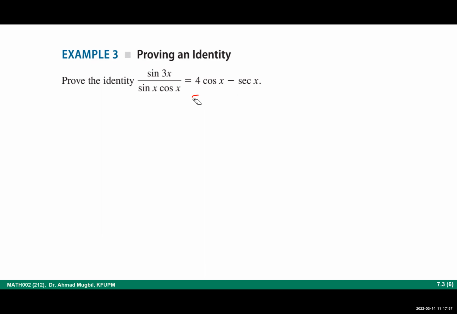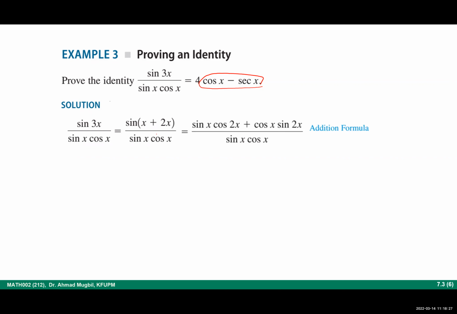What you need to do is to use your tools. What are the tools that we have here? You will start with the right or the left? It is not easy to convert from the angle to the treble of the angle, so we will start with the left-hand side. Do we have a formula for sine 3x? We don't. For 2x, we have. So for sine 3x, we will write it as x plus 2x. Then we will use the addition formula for sine.